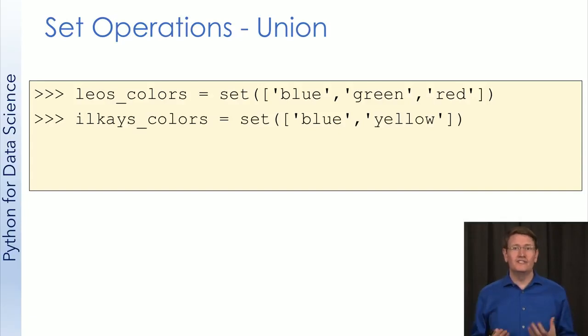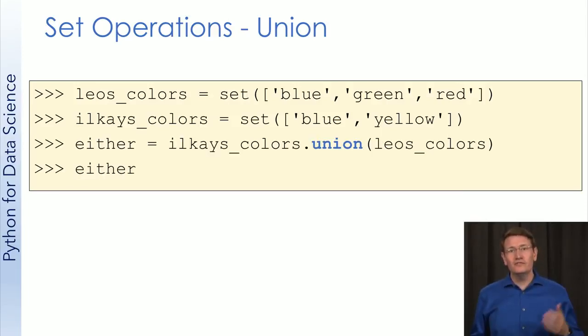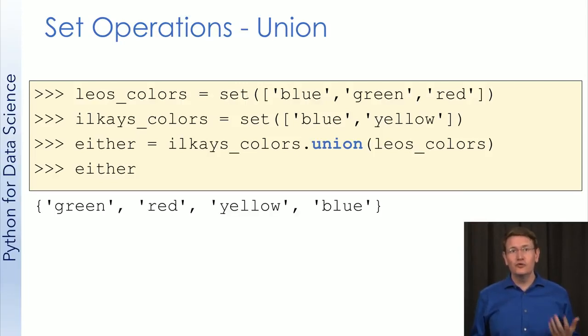Okay, let's create two sets. Here we have my colors, which are blue, green, and red, and Ilkay's colors, which I've arbitrarily made to be blue and yellow. First, let's see what the union does. Just like we expect, union gives us items that are in either Ilkay's set or my set of colors. This can be useful if you want to know all the unique items that are in two separate sets. Notice that blue is in both sets, but it appears only once in the result.